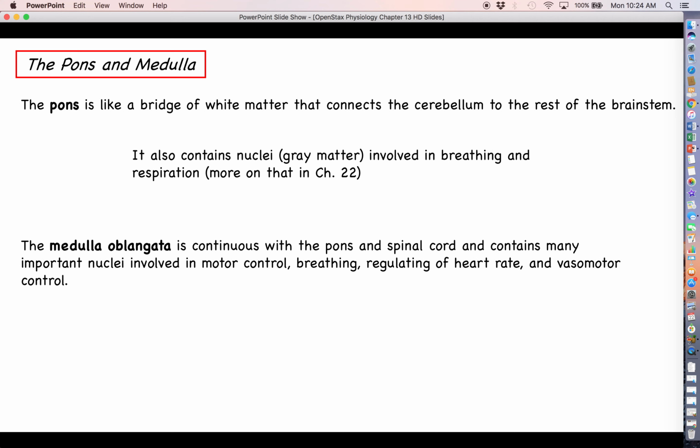The medulla oblongata is continuous with the pons. It's just a little bit further down, and it's also continuous with the spinal cord.